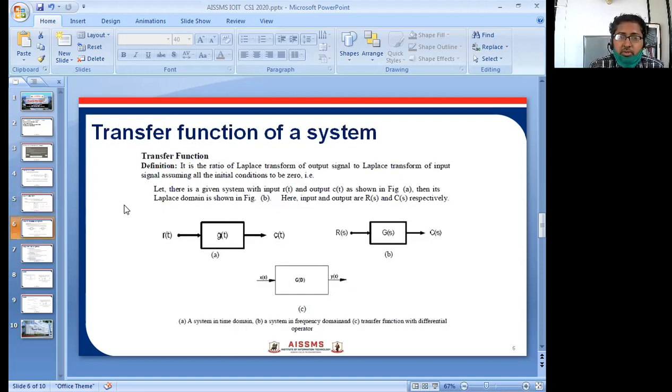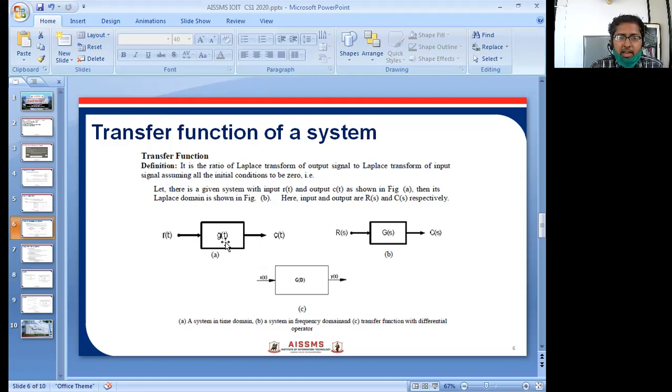Next, the transfer function of a system. One has to know what a transfer function is. The basic definition is that it is the ratio of the Laplace transform of the output signal to the Laplace transform of the input signal, assuming the initial conditions to be zero. Looking at this particular system, what is the input? For figure A, it is r of t. One can say r of t is a random signal, or any signal, that is the input.